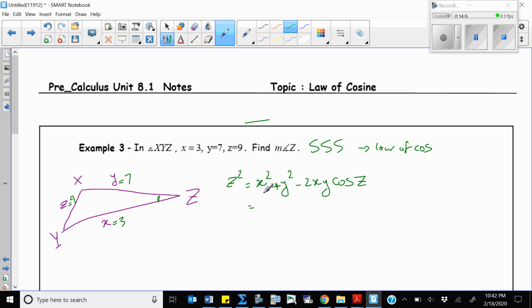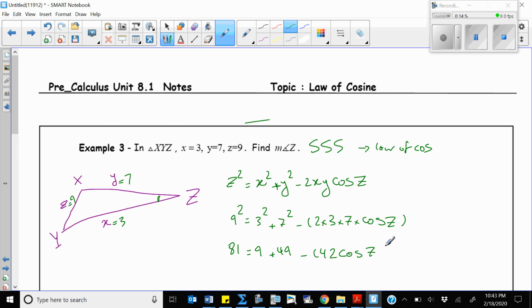Okay. x is 3 squared. Let me write it again. Z is given as 9. 9 squared equals x is 3 squared, y is 7 squared, minus 2 times 3 times 7 times cosine of Z, which we do not have, we're looking for this. Okay, 9 squared is 81 equals 3 squared is 9 plus 7 squared is 49 minus 2 times 3 is 6 times 7 is 42.